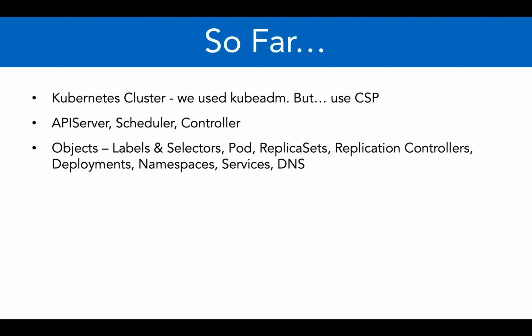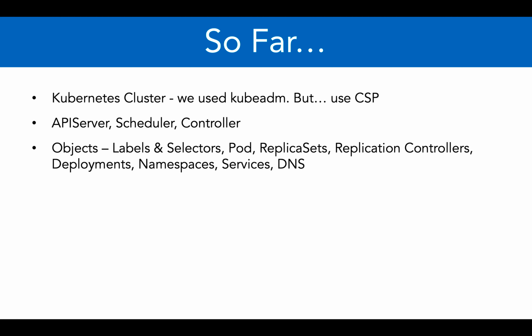Then there are Kubernetes objects like labels and selectors, pods, replica sets, replication controllers, deployments, namespaces, Kubernetes DNS. So you know what a pod is. The replica set is nothing but running a certain number of pods at any point in time. Deployment is actually used on top of replica set. So when you create a deployment, it creates a replica set for us automatically, and then it launches the pods. The advantage of deployment is that we can have rolling upgrade.